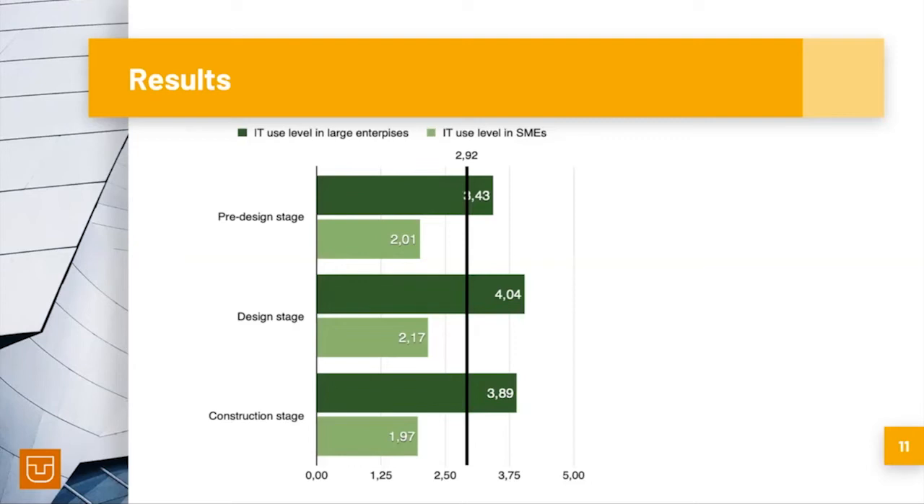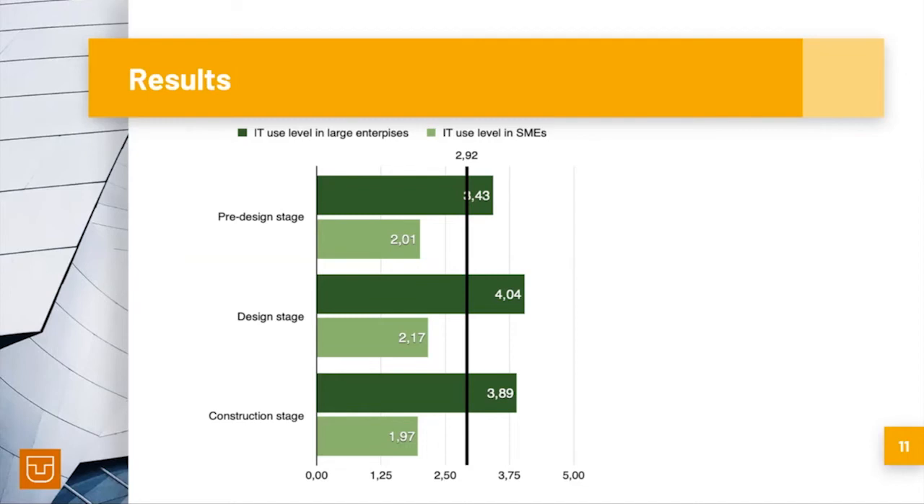In the design stage, the situation with the use of information technology is the best. Large companies reach the level 4.04, which is a high utilization or exploitation rate. Medium and small companies reach the level of 2.17, which is also more than in the pre-design stage.